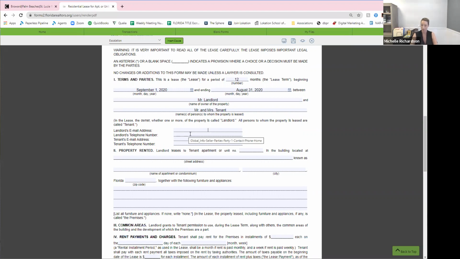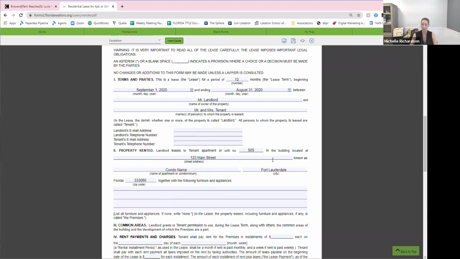Now here is where you have to provide the landlord's email address, the landlord's telephone number, so that if the tenant needs to get a hold of the landlord, they know they have their number written on the lease. And also you want to put the tenant's email address and phone number in here as well, so the landlord can reach the tenant. This is where you would put the building number, the unit number, the street address, the condo name, the city, and the zip code.